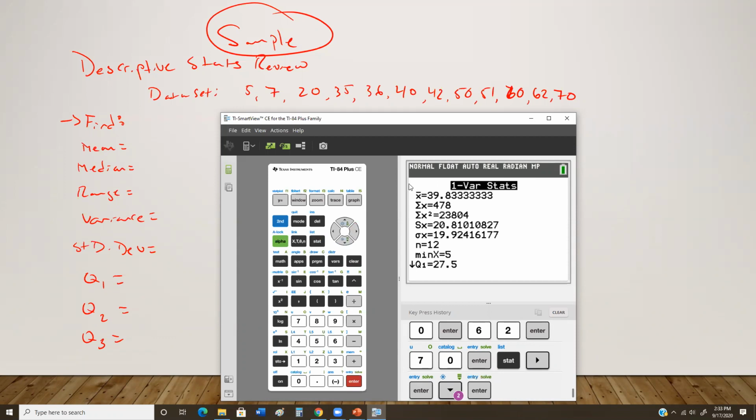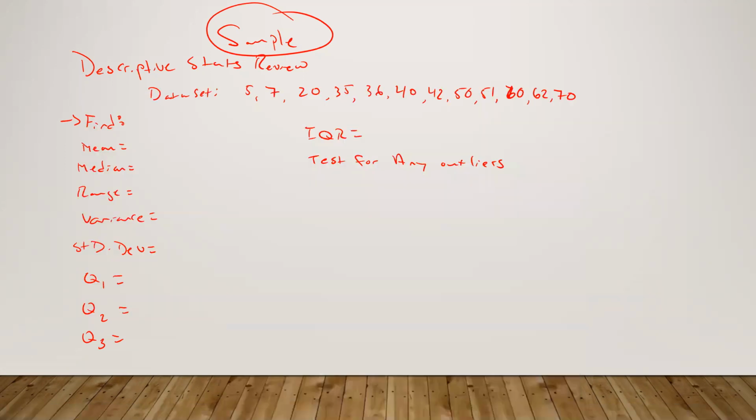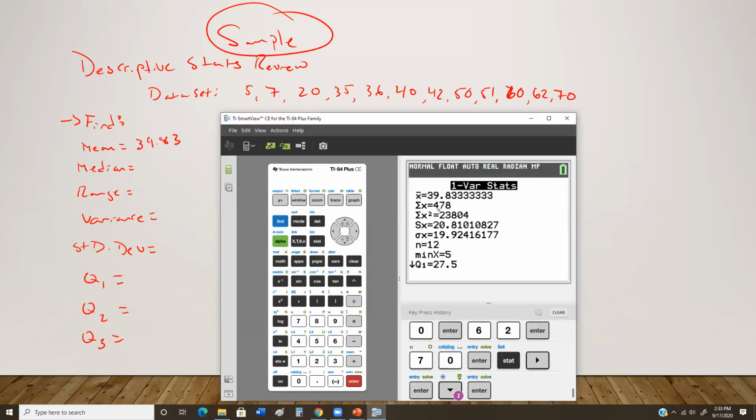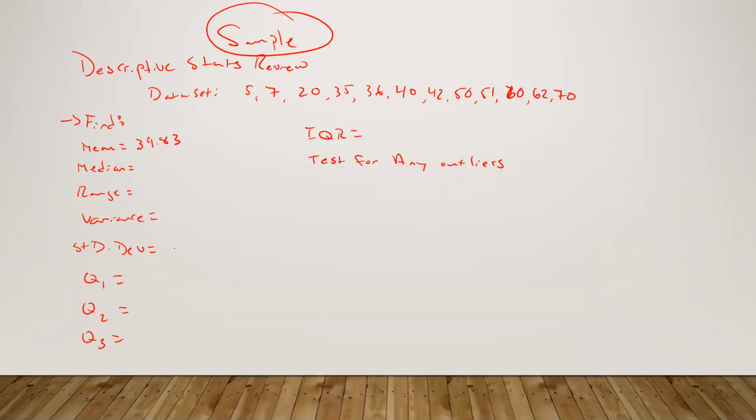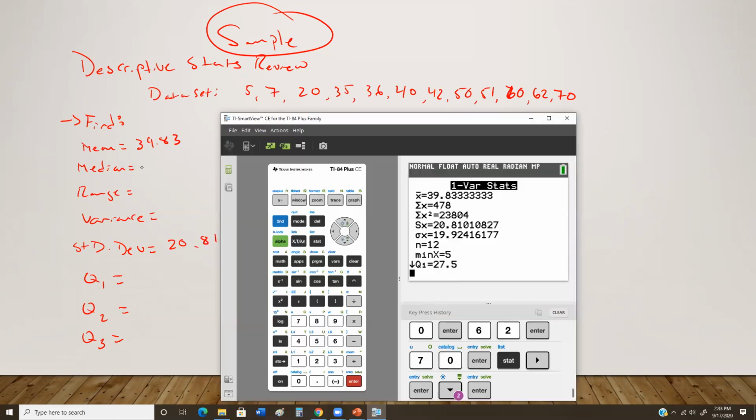All right, so look here, x bar, that's the mean. It's 39.83 right there. Next, you see this Sx going down? That 20.81, that's the standard deviation. Sx is the sample standard deviation. The median, you have to scroll down and it says median, which is 41.